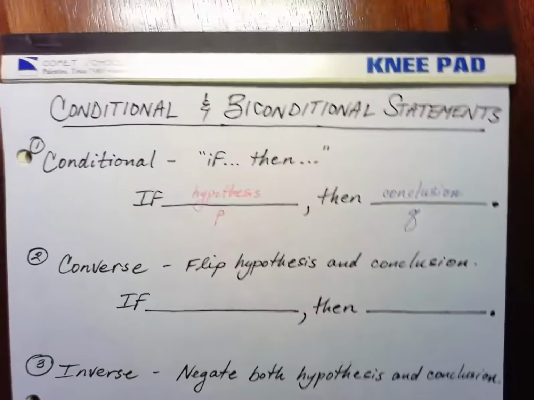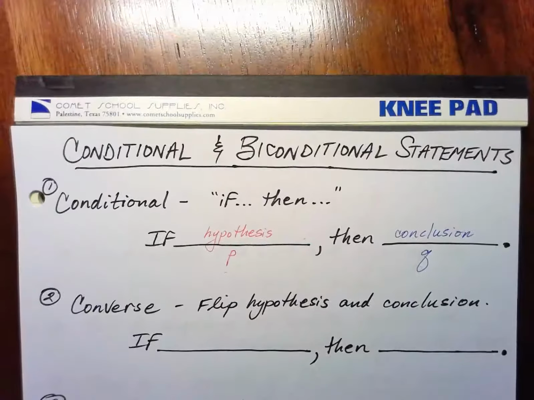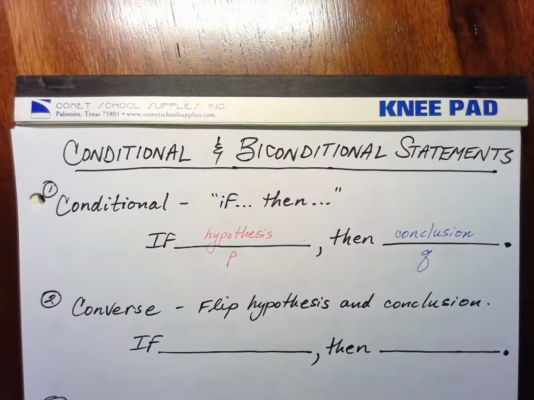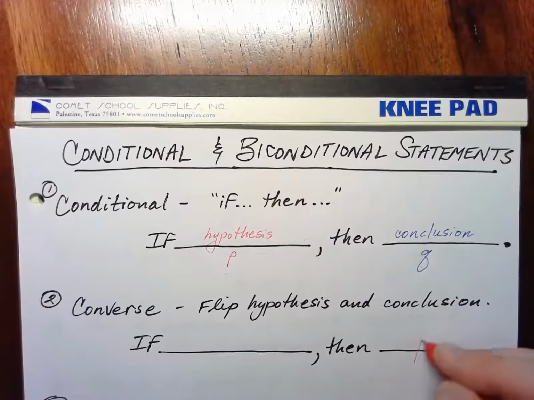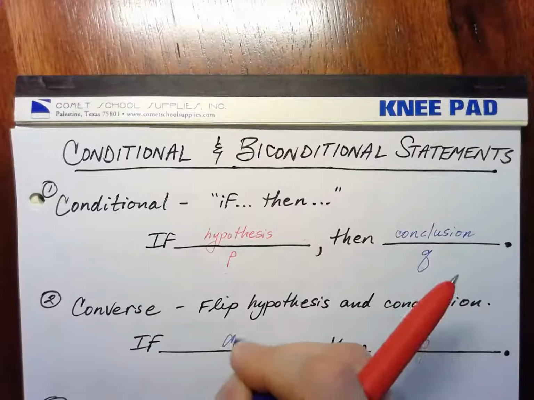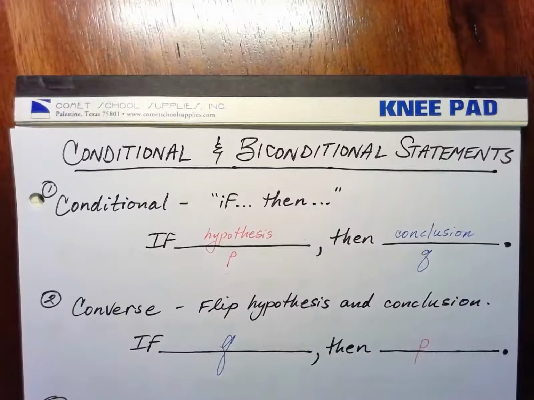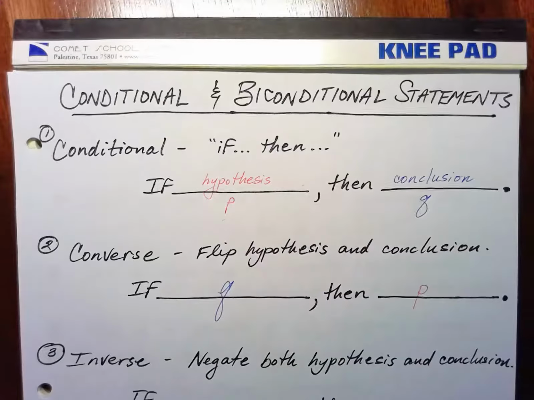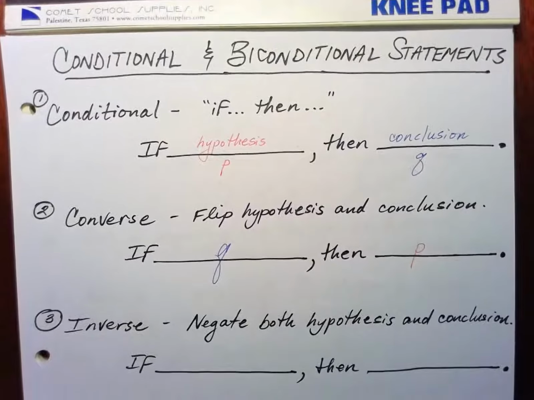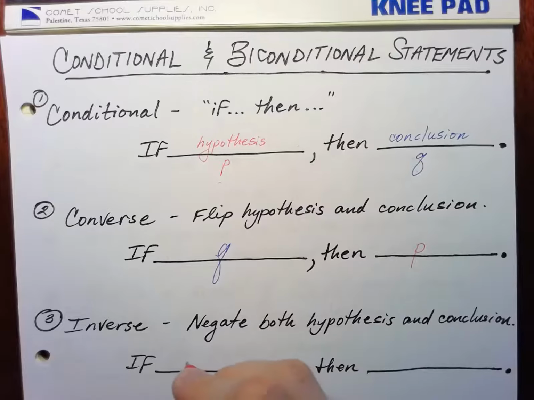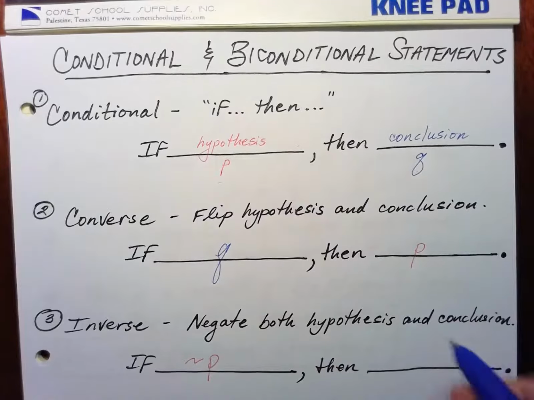The converse is where we flip the hypothesis and the conclusion. So the P comes over here and the Q comes over there. Okay, if Q then P. The inverse is where we negate both the hypothesis and conclusion, but we leave them where they are. So instead of P here, this is not P, and this is not Q. Okay, and we use the little tilde.